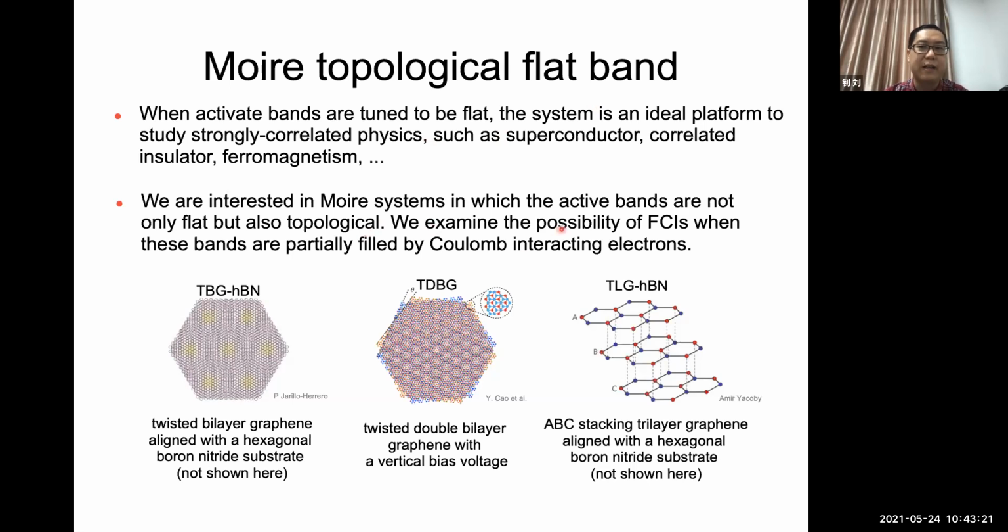by Coulomb interacting electrons. So to check this possibility, we consider 3 different types of Moire systems. The first one is twisted bilayer graphene aligned with hexagonal boron nitride. And the second one is twisted double bilayer graphene. And the third one is trilayer graphene aligned with boron nitride.